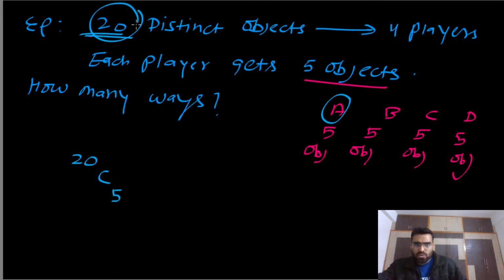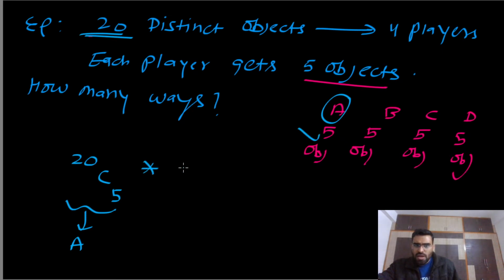Okay, so from these 20 objects, A should get 5 objects. So what I can do is select 5 objects from these 20, and these I can give to A. Once I have done this, A has taken these 5 objects.